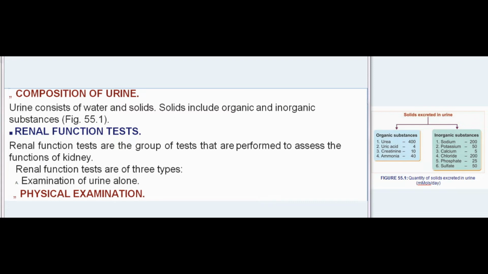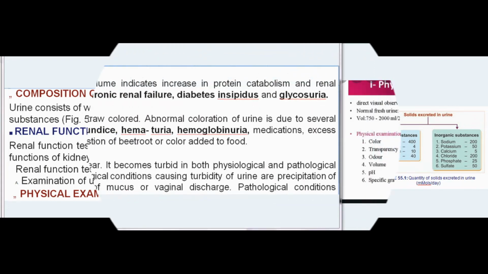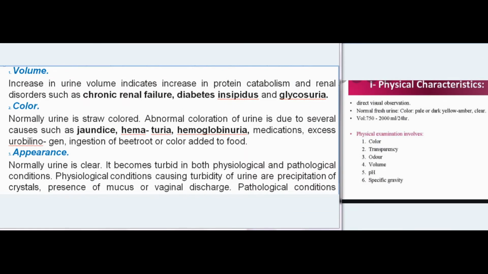Renal function tests. Renal function tests are the group of tests that are performed to assess the functions of the kidney. Renal function tests are of three types: examination of urine alone, physical examination. Volume: increase in urine volume indicates increase in protein catabolism and renal disorders such as chronic renal failure, diabetes insipidus, and glycosuria. Color: normally urine is straw-colored.